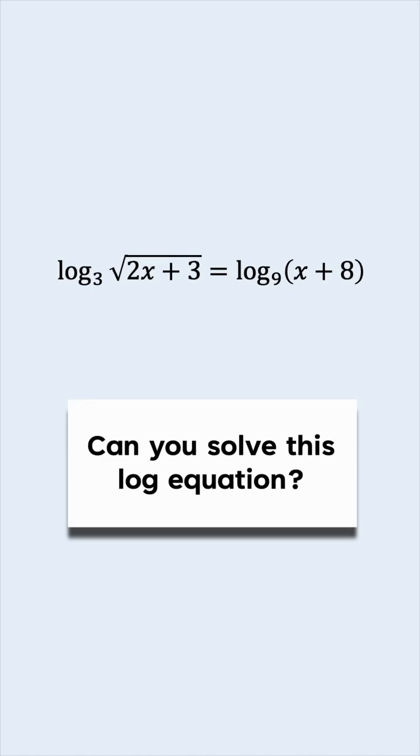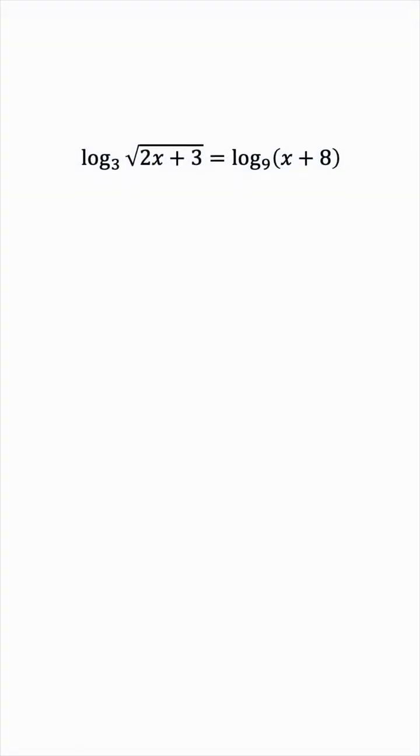Can you solve this logarithmic equation? Let's have a look at it step by step together. The problem is that the bases are different, so we cannot cancel the logs on both sides. So our aim is to make the bases the same. How can we do this? I'll show you two methods.